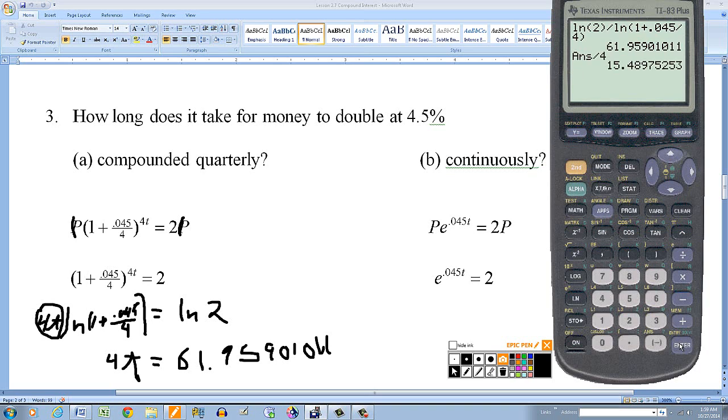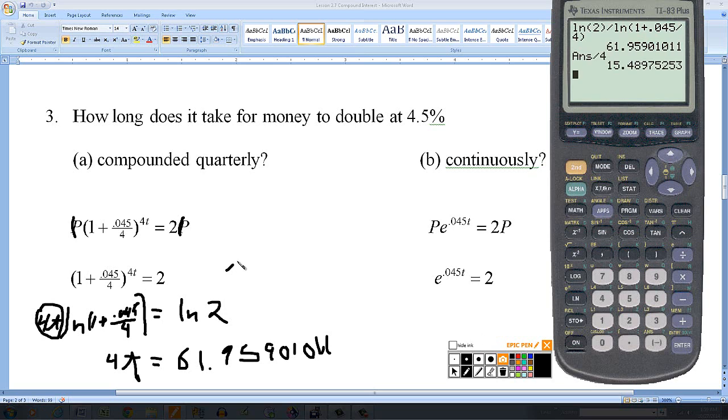15.49 to 2 places. So in this particular case, I can say that t will equal 15.49. And this is of course years because it's t.